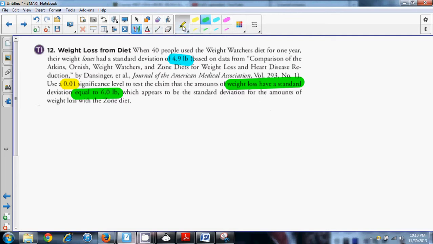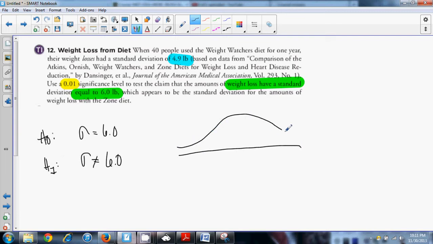So we'll start off the same way, in that we'll start with what our claim is, that our standard deviation is 6. That will definitely be my null, as that has the equal sign, and so then the opposite, not equal to, will be my alternate. I have a two-tailed test. And I have 40 people here, so DF will be 39. And I want a 0.01 significance, so that means there's 0.99 in here, and then there's 0.005 on each side, right? Because I got to take that 1% and break it up.